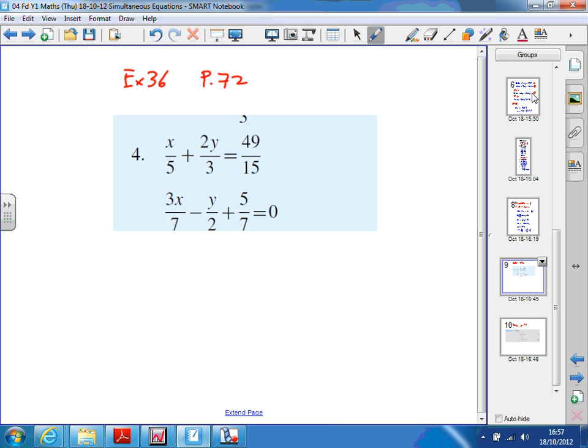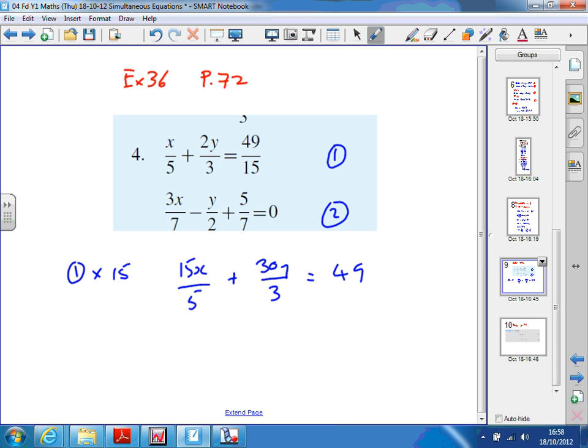Does that make sense, James? So if I call this equation 1 and this equation 2, if I multiply 1 by 15, I'm going to get 15x over 5, because I multiplied by 15, plus 2 times 15 is 30, y over 3 equals 49, because the 15's cancel.